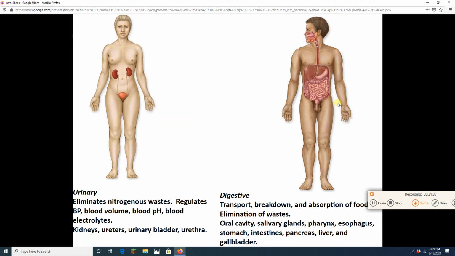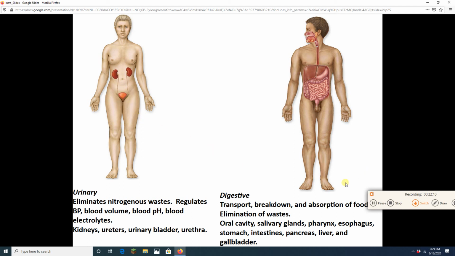What else do we have? Well, we got the urinary system, which is going to help us get rid of nitrogenous, nitrogen-containing wastes. The urinary system is also going to help regulate a lot about your body. Blood pressure, blood volume, blood pH, blood electrolyte levels. Electrolytes, of course, are things like sodium, potassium, etc. Notice that all the urinary organs are going to be inferior to the diaphragm. Got some kidneys, the ureters, the urinary bladder, and the urethra, all urinary system organs.